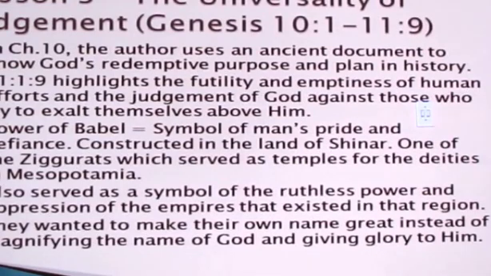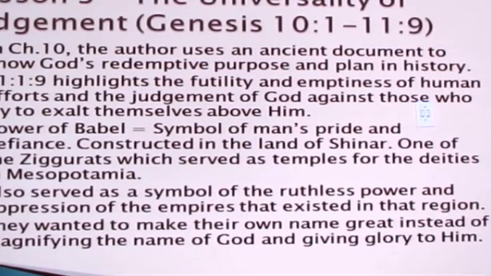In chapter 10, and this is just before you get chapter 11, you start seeing the universality of what we call judgment. All have sinned and fall short of the glory of God. Almal van ons. In chapter 10, the author uses an ancient document, like I said, to show God's intended purpose and plan in history. In chapter 11, 1 to 9, he highlights the futility and emptiness of human effort and the judgment of God against those who try and exalt themselves above him.